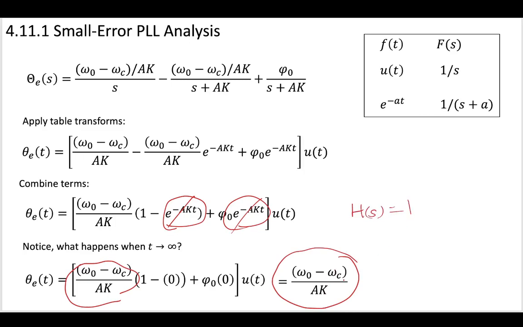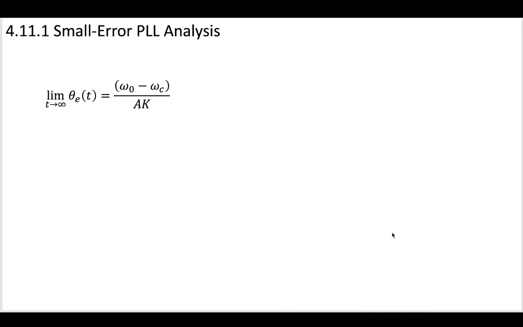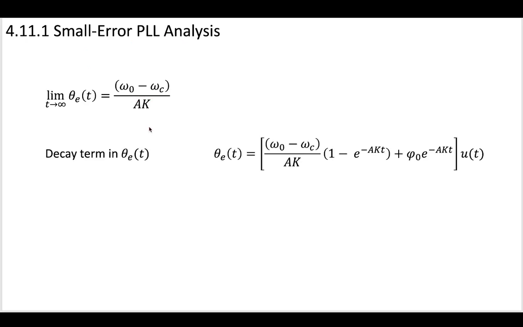So this is the amount of error that you would get in our feedback system if the loop filter is equal to 1 in the S domain. And so we could rewrite this using limits. Same thing, say the limit in the time domain is such that as t approaches infinity, we get the difference in the received phase and the VCO phase, divided by the input amplitude and some constants related to the VCO.